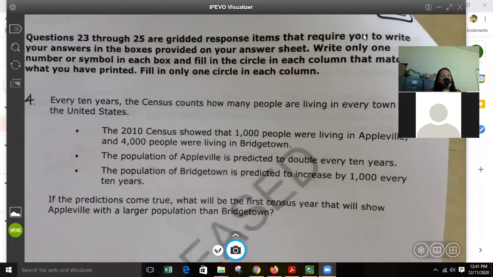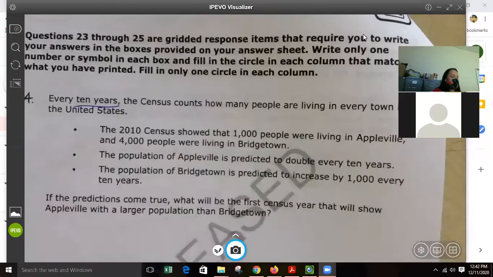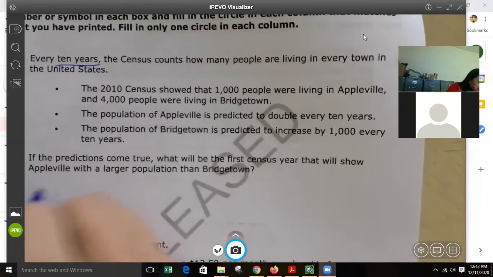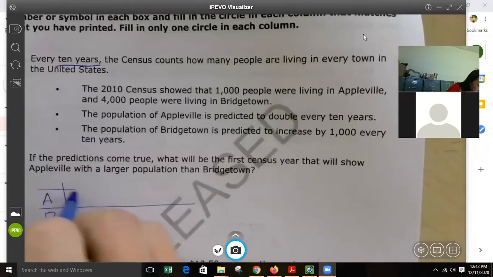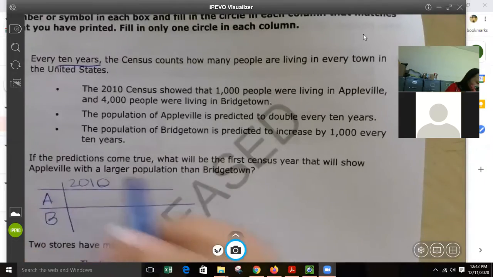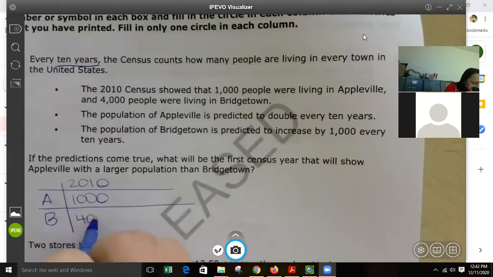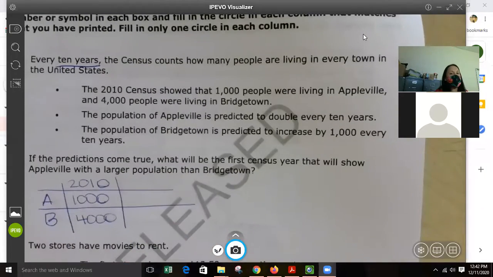Okay. So it says every 10 years, so that's the first thing you need to know. Every 10 years, the census counts how many people are living in every town in the United States. The 2010 census showed that 1,000 people were living in Appleville and 4,000 were living in Bridgetown. So I'm just going to put an A and a B. And in 2010, 1,000 were living in Appleville and 4,000 were living in Bridgetown. The population of Appleville is predicted to double every 10 years, and then Bridgetown increases by 1,000 every 10 years.